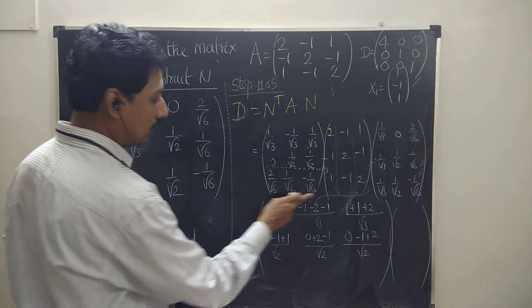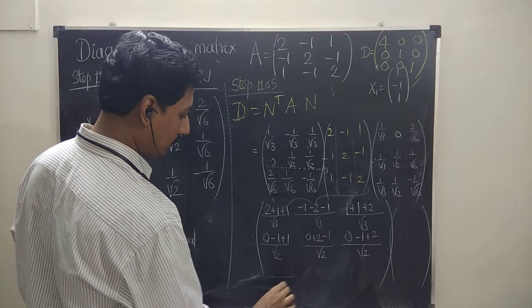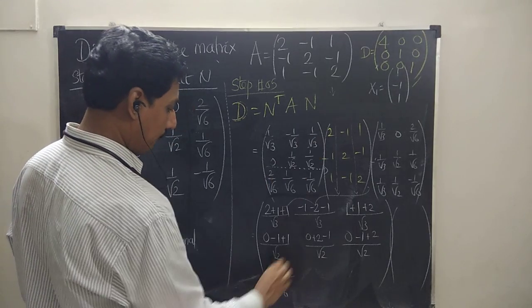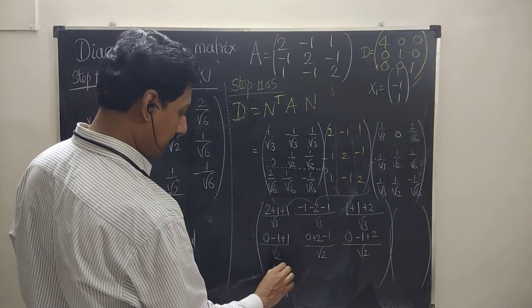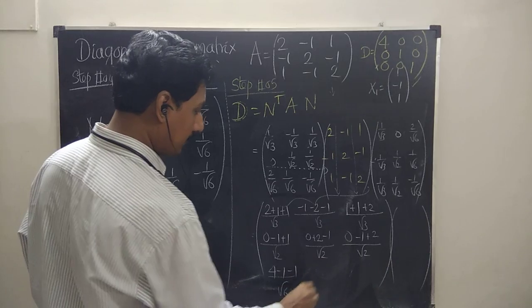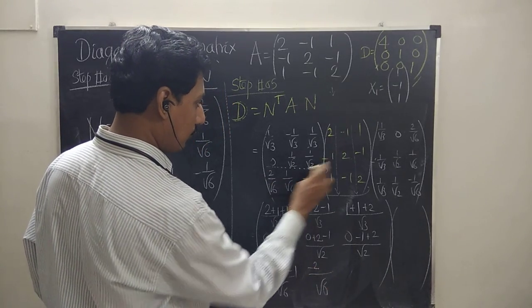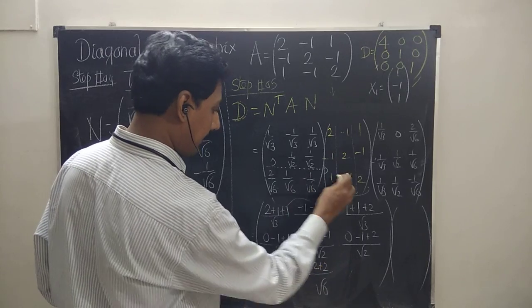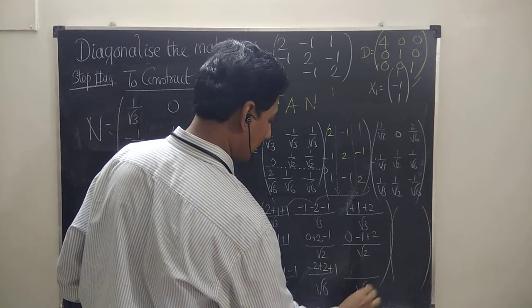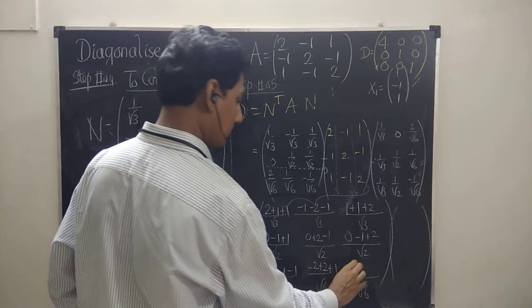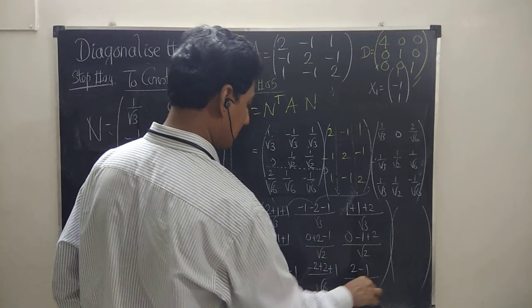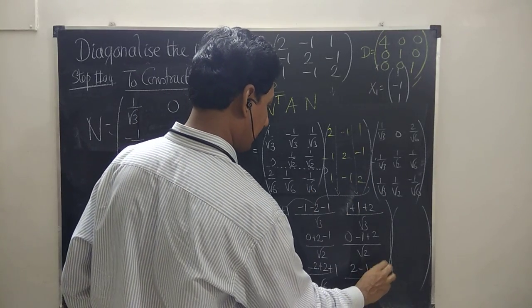The last, third row with this first column, 1 by root 6. So 2 into 2 is 4, minus 1, minus 1, is right. And root 6: 2 into minus 1 is minus 2, 1 into plus 2 is plus 2, minus 1 is plus 1. The last one is root 6: 2 into 1 is 2, 1 into minus 1 is minus 1, minus 1 into 2 is minus 2.